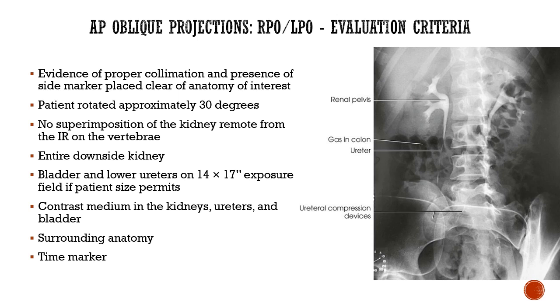So we're going to see the patient rotated approximately 30 degrees. We're going to see no superimposition of the kidney remote from the image receptor on the vertebra, the entire downside kidney, which is, as said, shown on here as well. We're going to see that we've got the bladder and the lower ureters on the 14 by 17, contrast in both the kidneys, ureters, and the bladder, and the surrounding anatomy. And the time marker finally is shown.